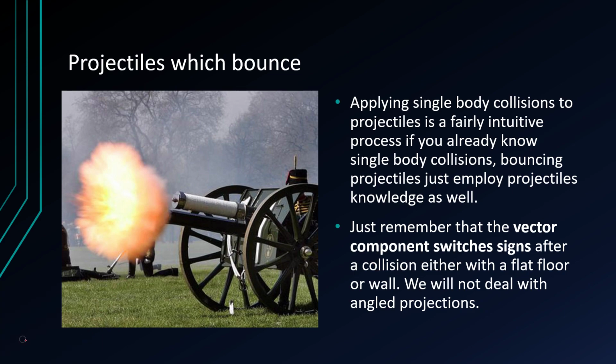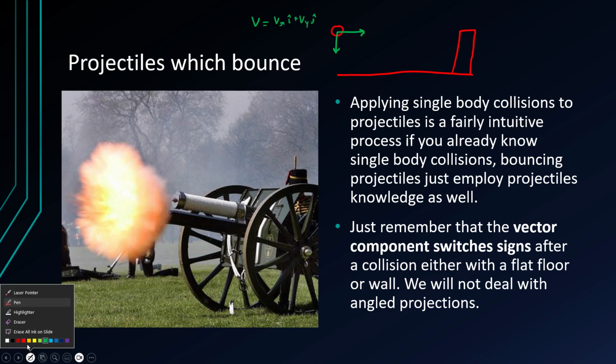angled surfaces. So a key thing to note is that if we have a floor and we have a falling particle, and I'll draw one with a wall. So if we have a falling particle with some y and x velocity, so its velocity will be vx times i plus vy times j. Then after it bounces, the horizontal component will change.